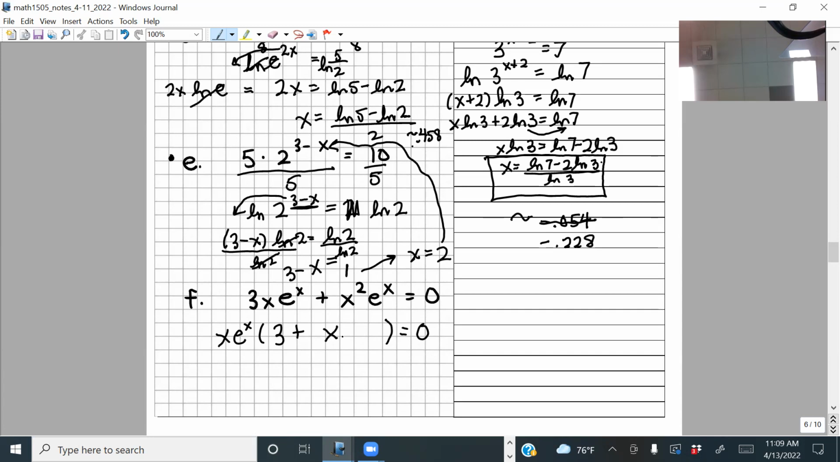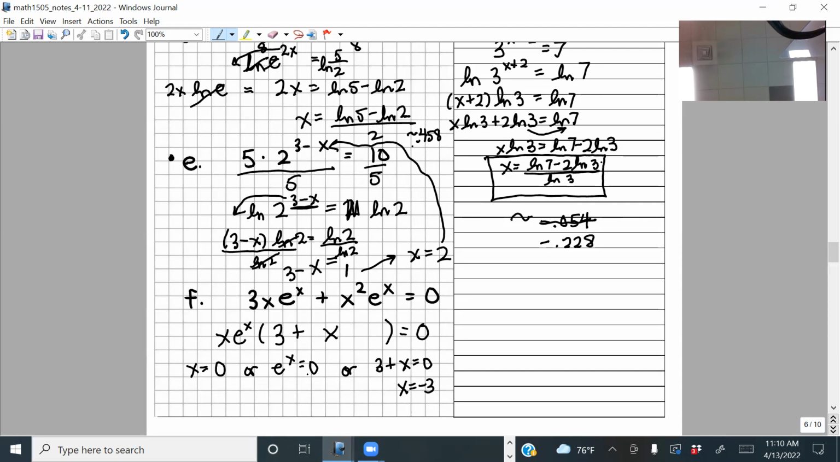Whenever you have a product equals 0, I've said this now lots of times, but it's worth repeating because it's so important in solving equations. Whenever you have a product that equals 0, that means one of the factors is 0. So what are the factors that we multiplied together here? One of them is x. So it's possible x is equal to 0. There's one solution already, x equals 0. Or it's possible e to the x is equal to 0. Or 3 plus x is equal to 0. This is very easy to solve. This is x equals negative 3. So there's two solutions already.